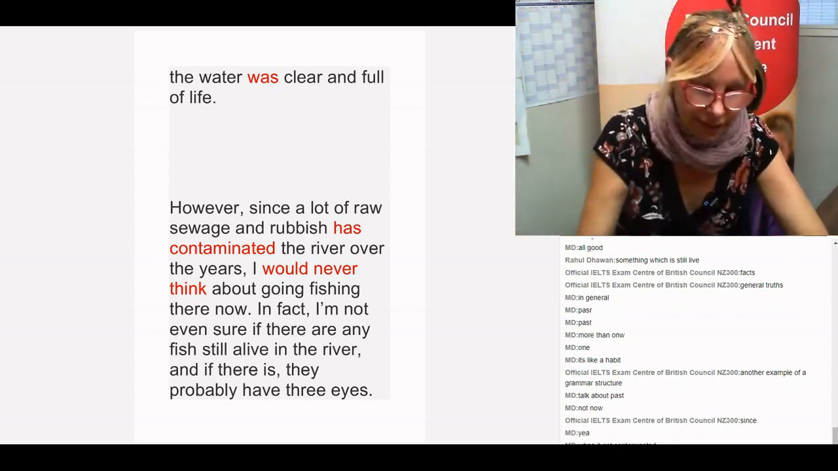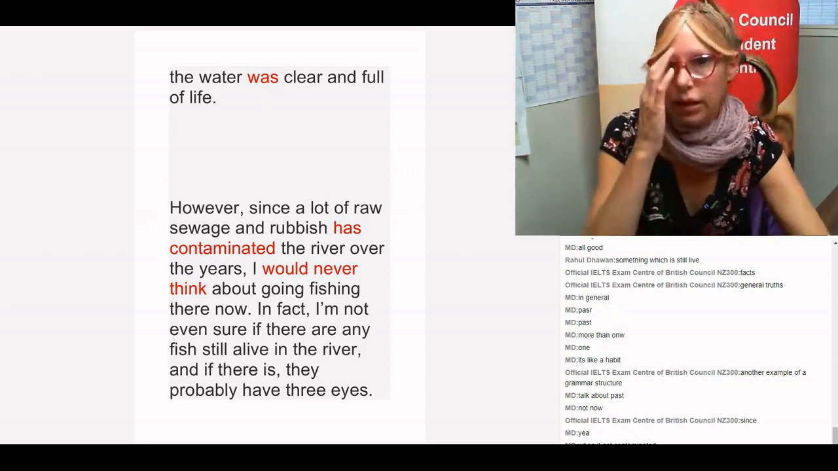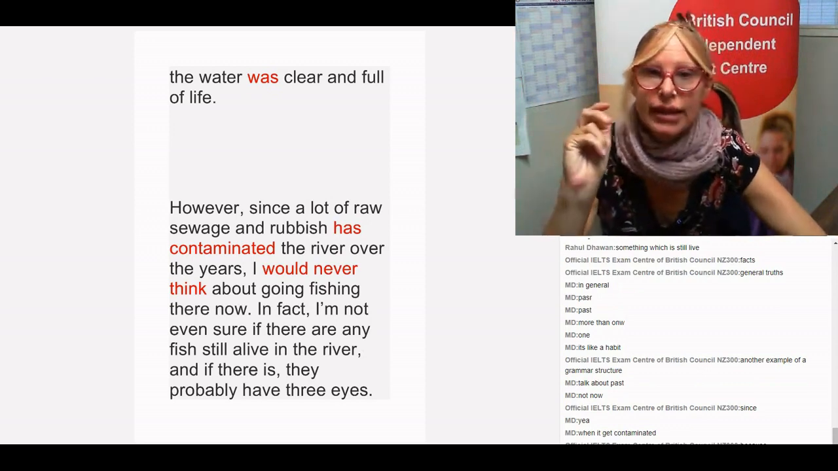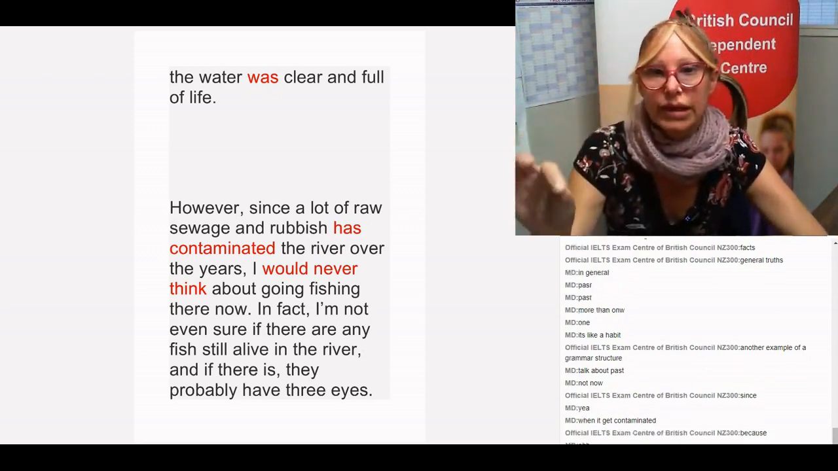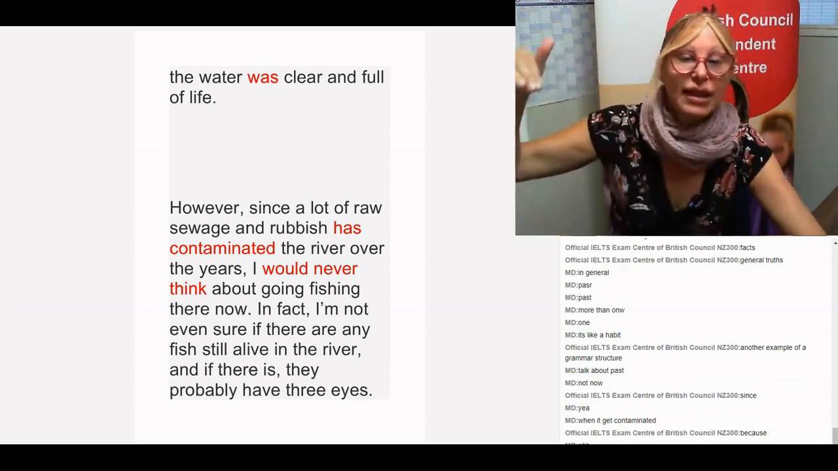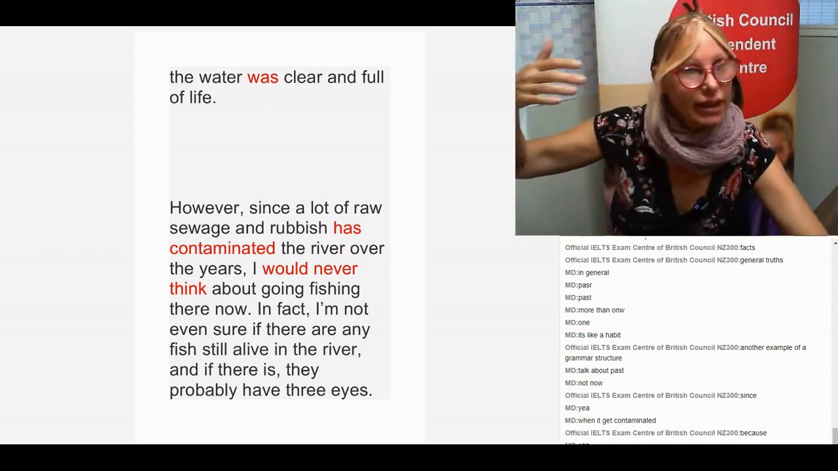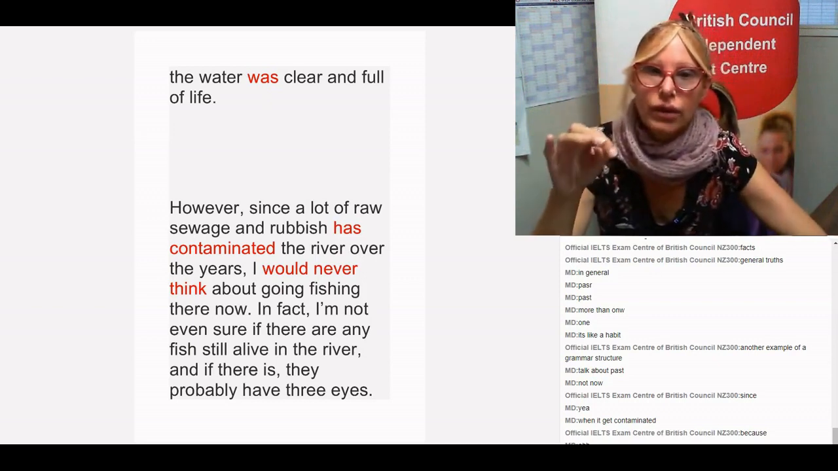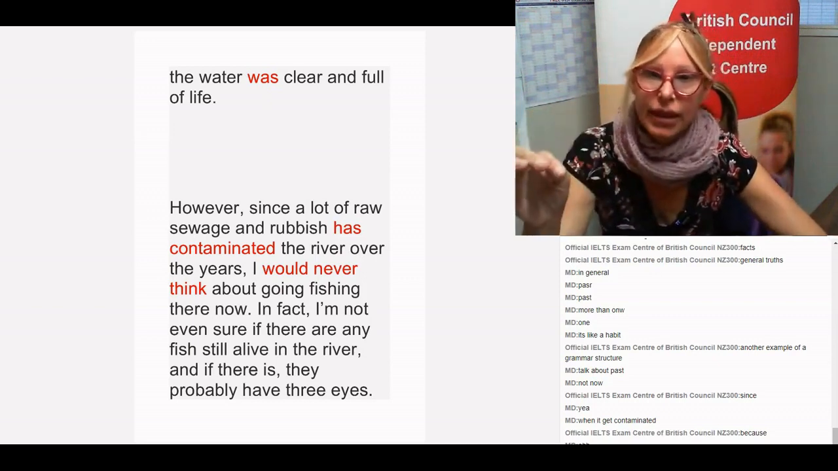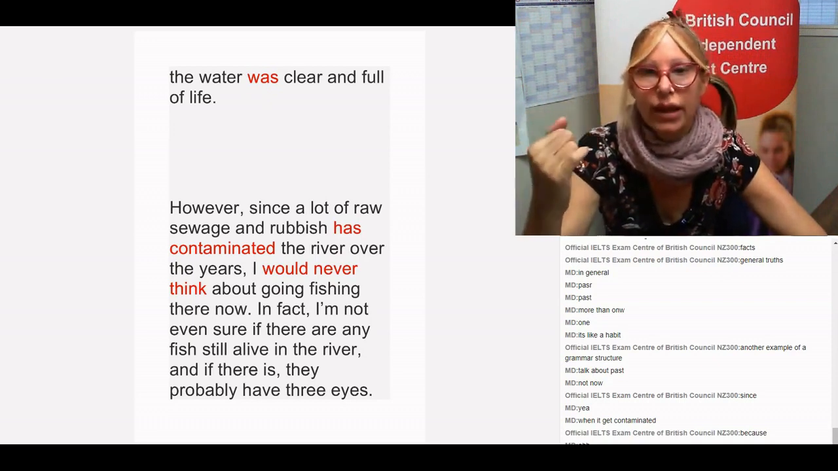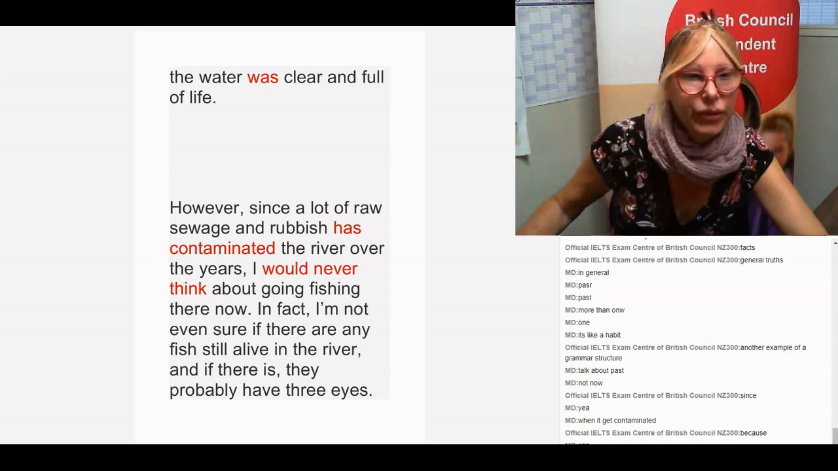Okay, so the word since here means because. So if you put because in the sentence, "However, because a lot of raw sewage and rubbish has contaminated the river over the years." So the meaning of since is not the same as "I have been here since December." It's actually because, due to. "However, since a lot of raw sewage and rubbish has contaminated the river over the years, I would never think about going fishing there now."